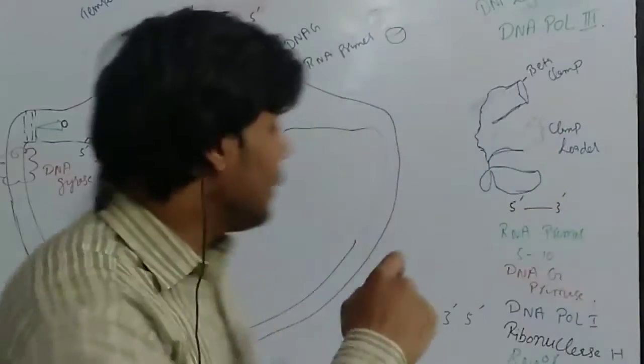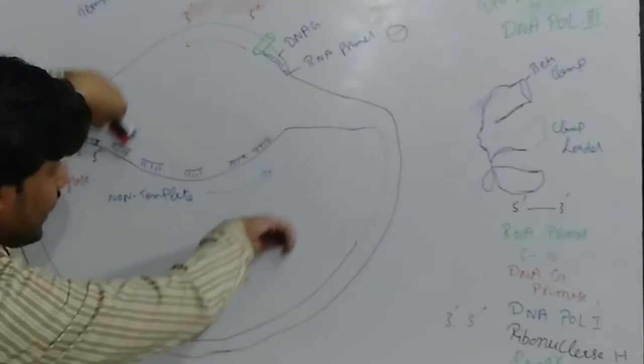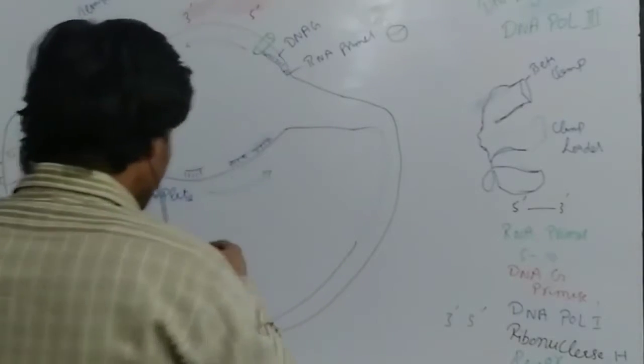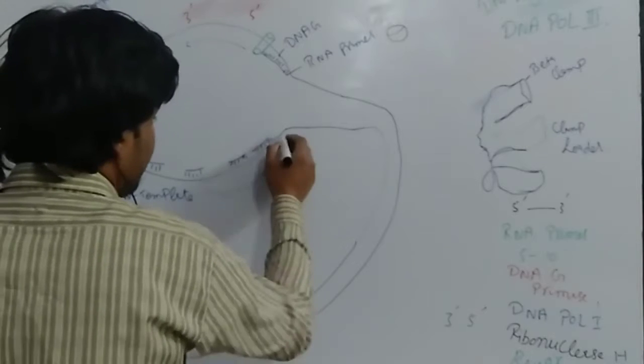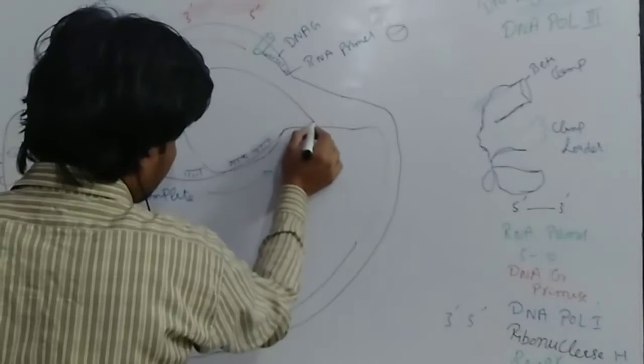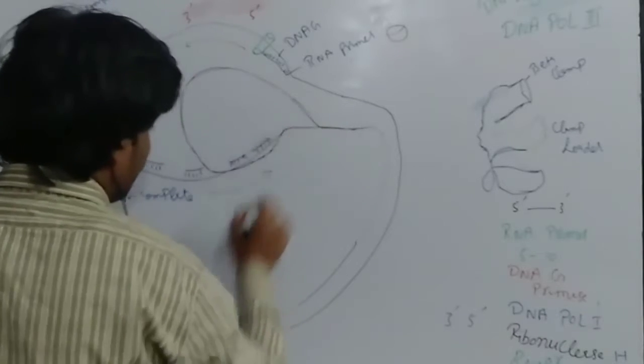Okay. Then we get a long bubble. Due to this bubble, the strand can make a loop. So this strand can make a loop. So we get the strand in this form. So this is the formation of the loop.